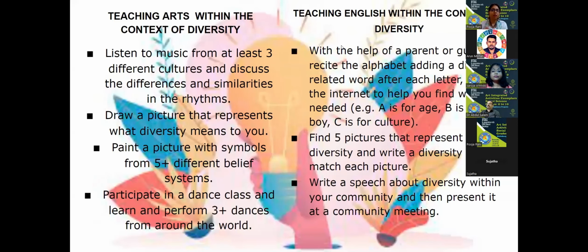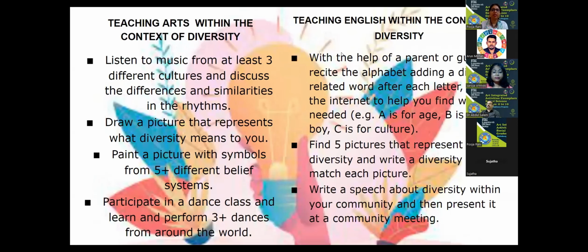With the help of a partner or a guardian, recite the alphabet, adding a diversity-related word after each letter, using the internet to help you find words as needed. So A we can use for age. Usually we have a mindset: A for apple, B for boy, C for cat. But the alphabet can be used in a different way to teach diversity in the classroom. A for age, B for boy, C for culture, D for diversity. So we can use different names for the different alphabets.